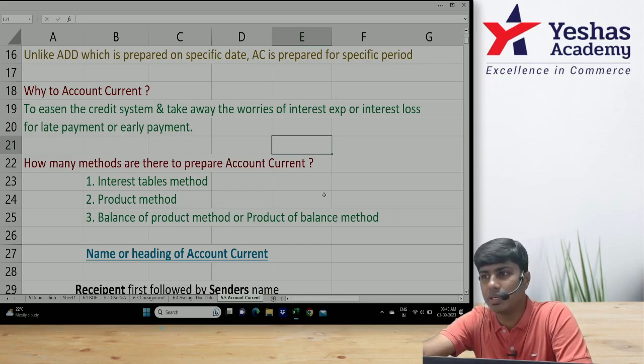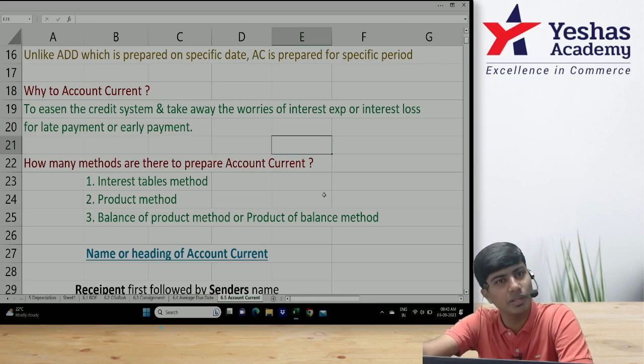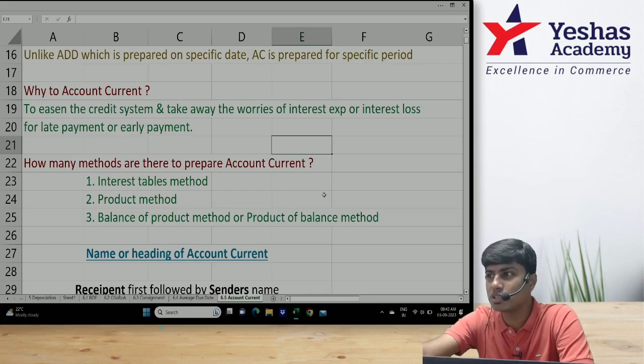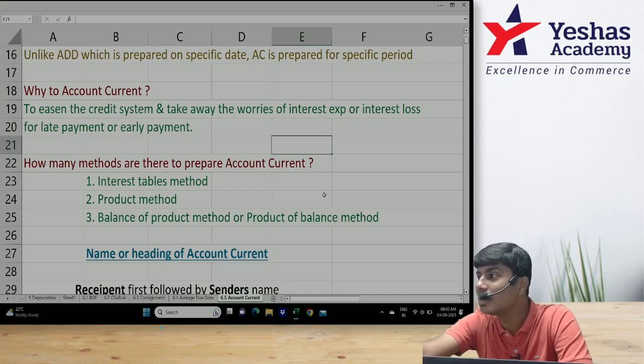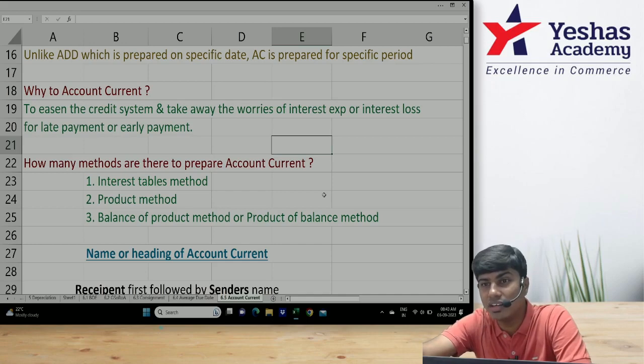So now go on telling the alphabets. A B C D E F G H I J K L M N O P Q R. Note this point. R: first the receiver's name, then the sender's name. First we should write the receiver, then we should write the sender.